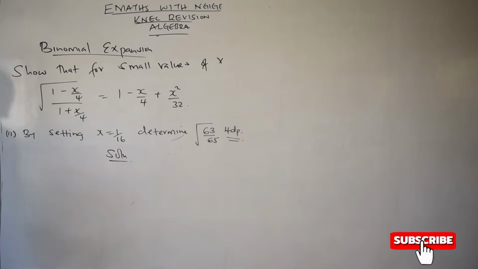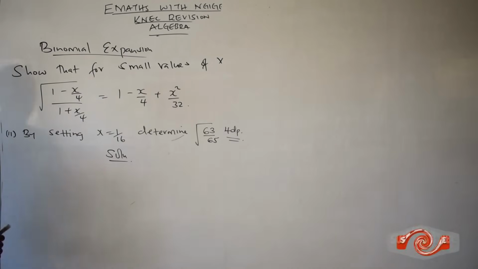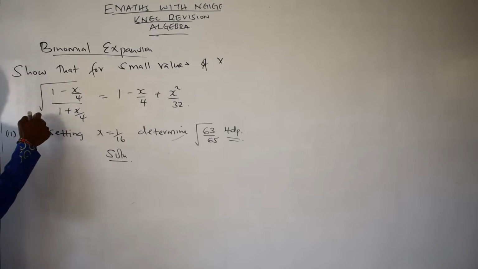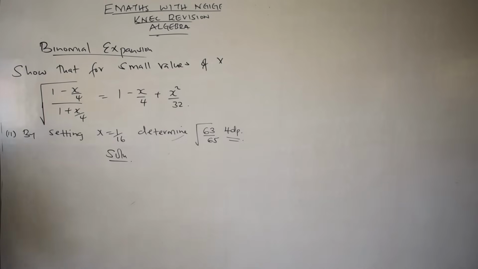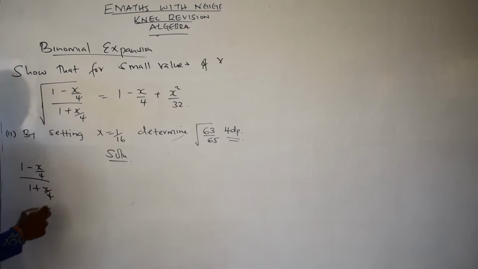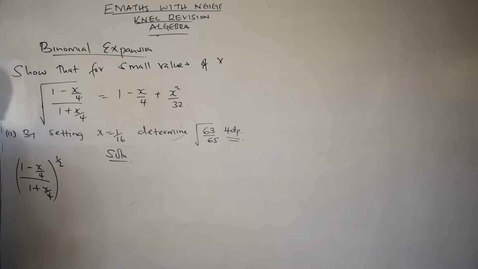So the first step here is to split the numerator and the denominator. This means when you have this root, remember this root is over everything. So we can split it and say 1 minus x over 4, then over 1 plus x over 4. Remember, this is the same as saying, first of all, power a half, by the laws of indices. So we have that as power half. Then this half can be on the denominator and also the numerator.